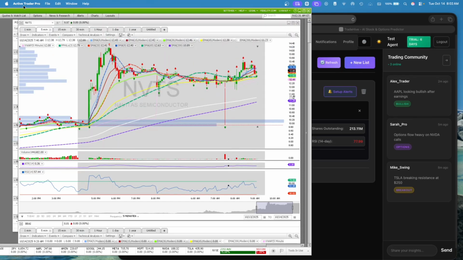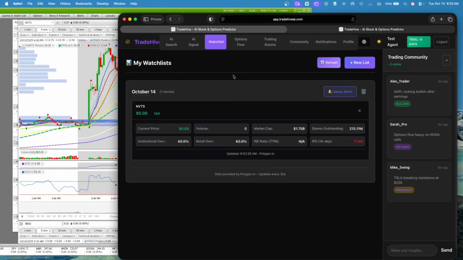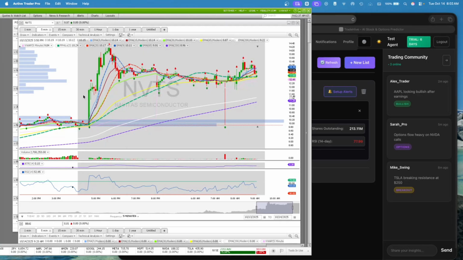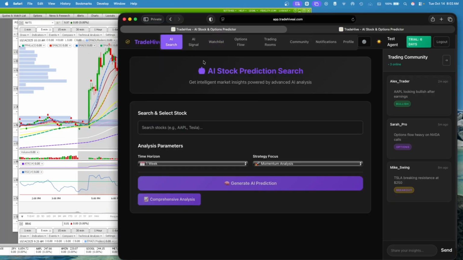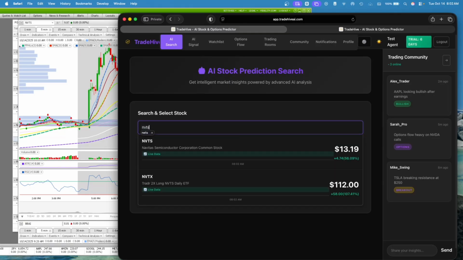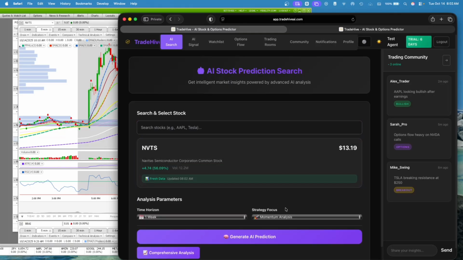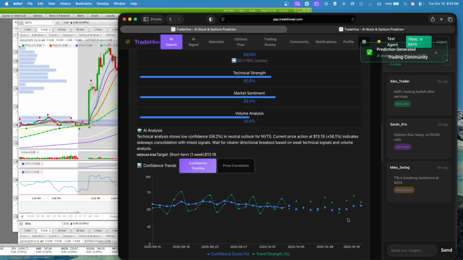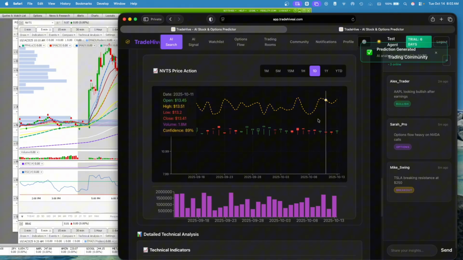So this is my Fidelity Active Pro, you see here, and this is TradeHive. So I have the two windows by my side, and I cannot do a lot of research on the graph, but I can do a lot of research here. I can check the AI signal. I can see what NVTS is doing, what's changing about the NVTS, and you will find out that the price action that I built here is very, very helpful.